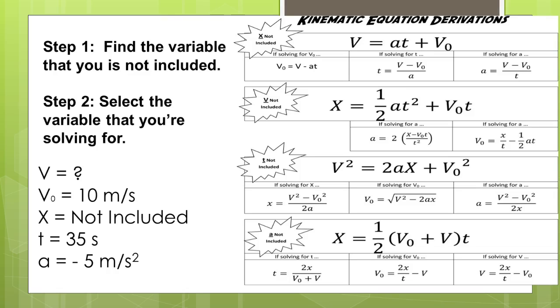In this scenario, we're solving for final velocity. We have initial velocity. We're given time, and we're given acceleration. What's not included in this case is x, displacement. So I'm going to find the set of equations that says x is not included. I'm solving for final velocity, so I find the formula that has final velocity by itself. In this case, it happened to be one of the 4 original kinematic equations.